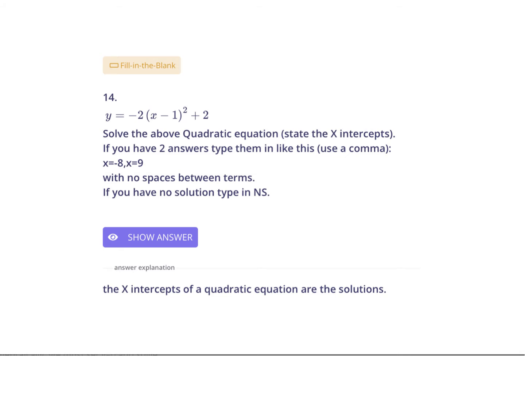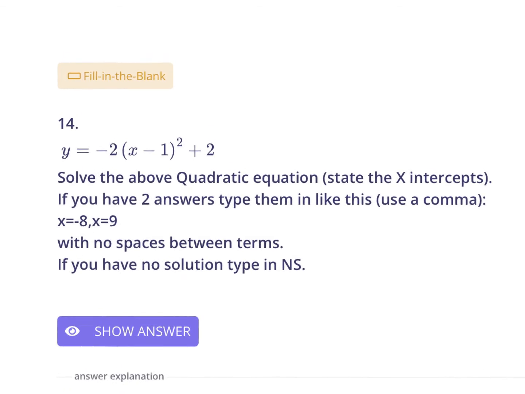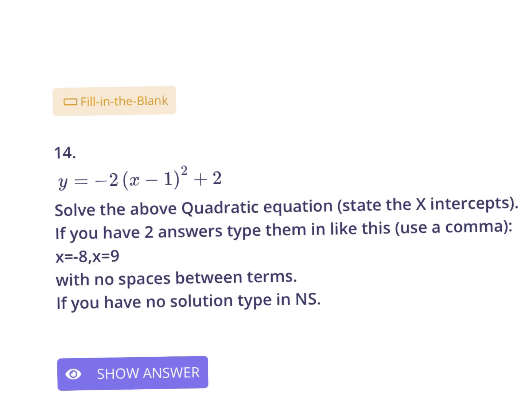It says solve the above quadratic equation, state the x-intercepts, right? So the other one was easy because if you have a graph. Now this one, you don't have a graph. So since we are dealing with graphing, I recommend sketching the graph. Okay, so let's sketch the graph.